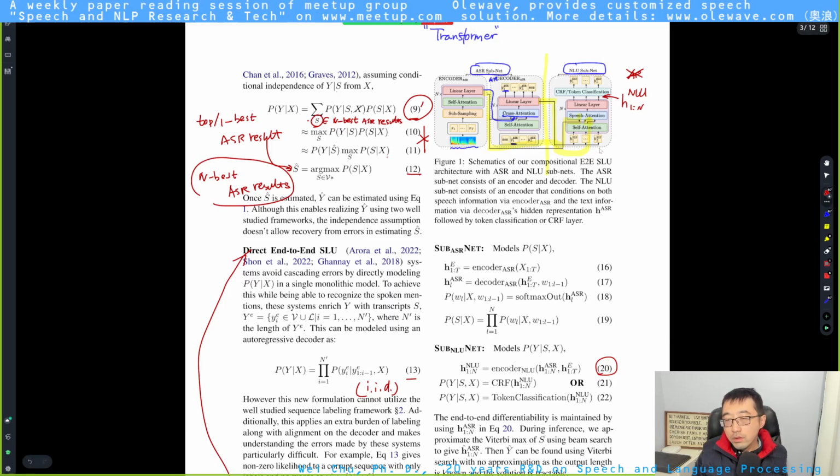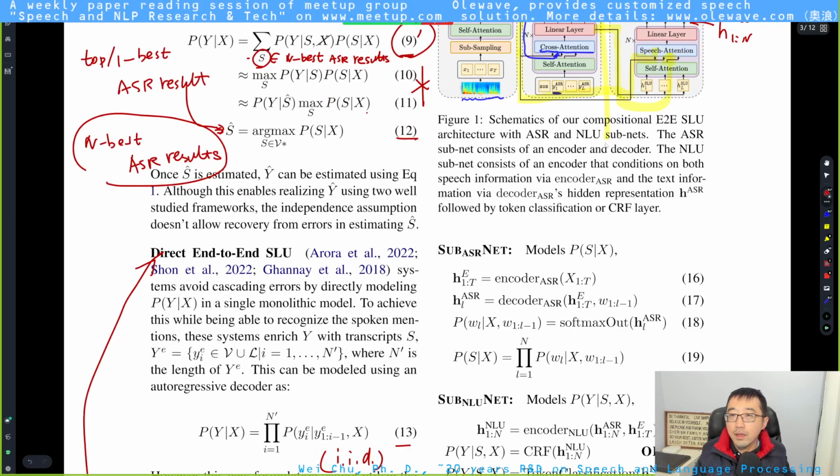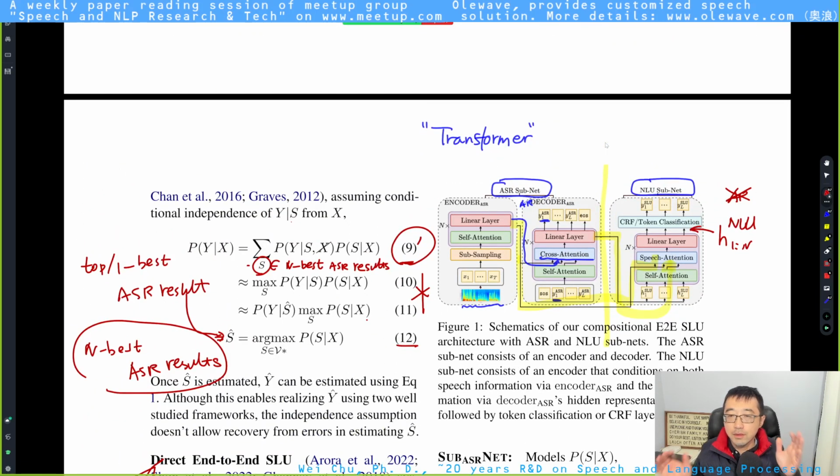So you can pause the video and take a closer look at this network flow. You understand better by yourself. Okay. Let you pause the video. Then I will move forward.